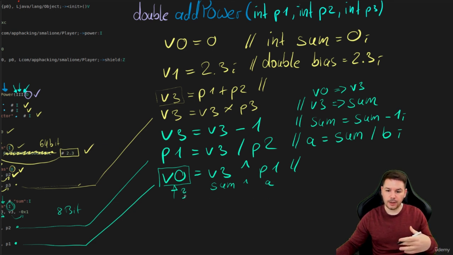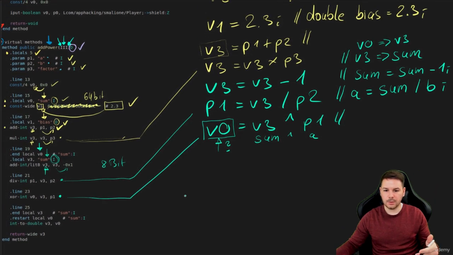So we have to move on in the code. So the CPU simply executes this command, sum XORed with A and stores the result into V0.